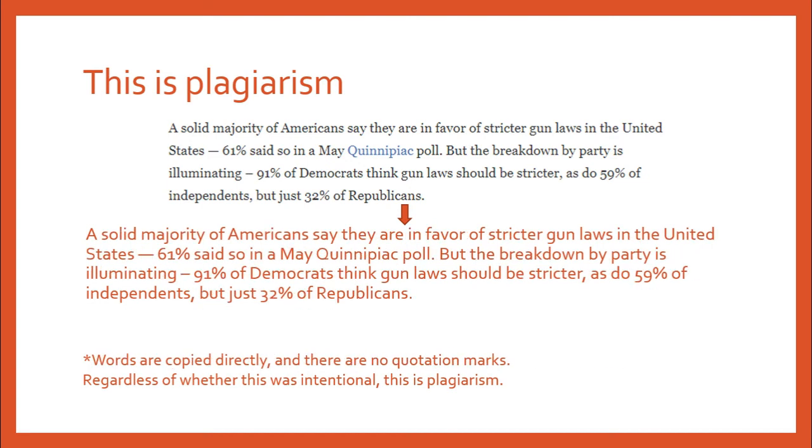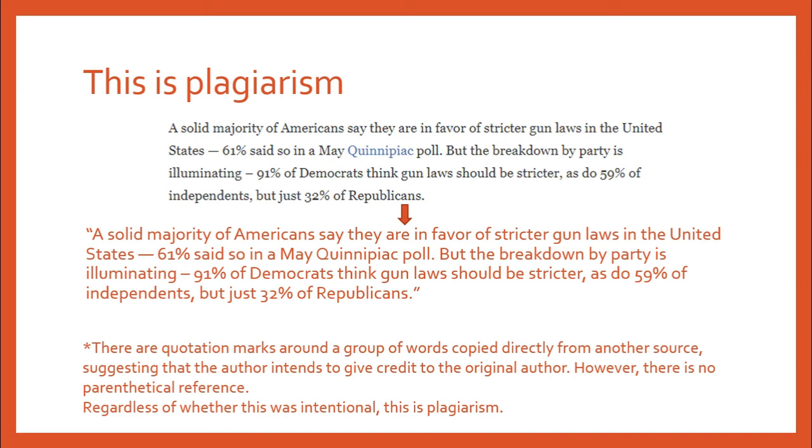Now, we have an example of a quote where we directly copy the information from our source. So we copy it word for word, and we put it in our new work. And so because these words are copied directly and there are no quotation marks, this is plagiarism, regardless of whether you are actually trying to steal from someone or get out of doing work. You copied words directly from somebody else, and so that is plagiarism.